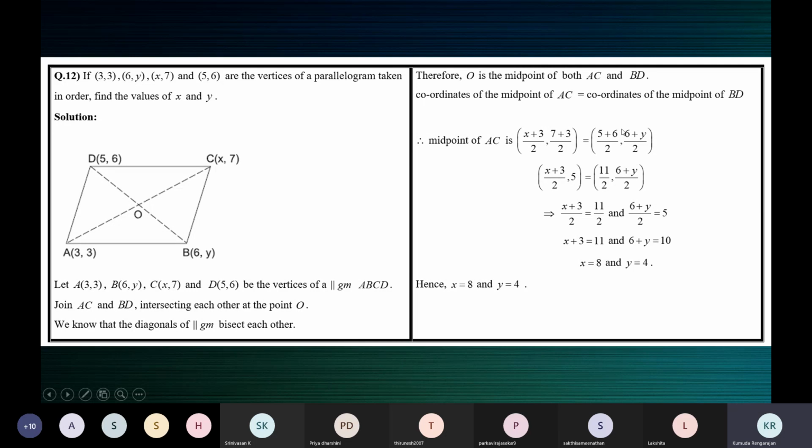But since they're the address of the same point O, they'll be equal. So just work this, equate the x coordinates, equate the y coordinates. So x plus 3 by 2 is equal to 11 by 2. 2 and 2 get cancelled in the denominators. X plus 3 is equal to 11, x is equal to 8. Here 6 plus y by 2 is equal to 5. Equating the y coordinates, 6 plus y by 2 is equal to 5. Cross multiply and the value of y is 4.